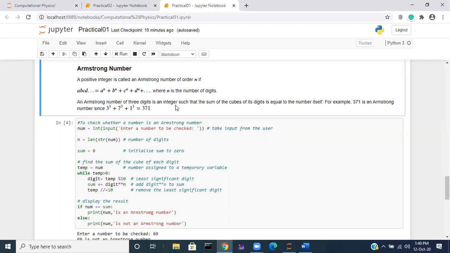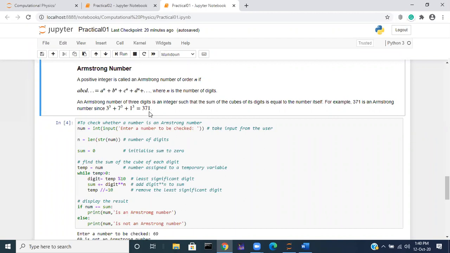An Armstrong number of 3 digits is an integer such that the sum of the cubes of its digits is equal to the number itself. For example, 371 is an Armstrong number because its digits are 3, 7 and 1, and 3 cubed plus 7 cubed plus 1 cubed is equal to 371. So this is what we mean by an Armstrong number.